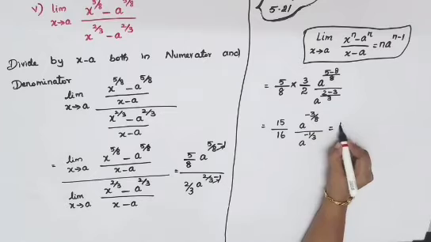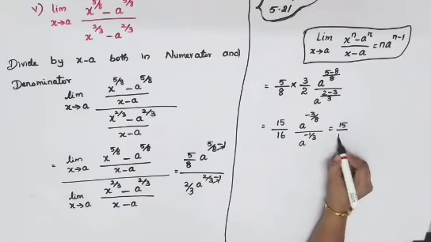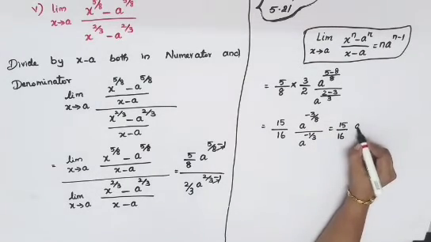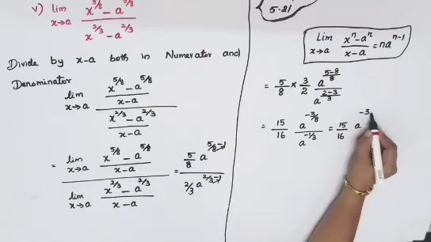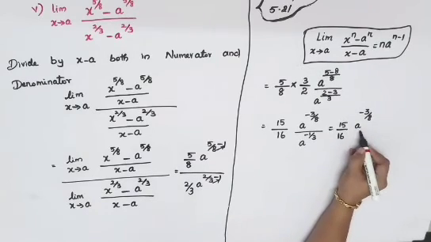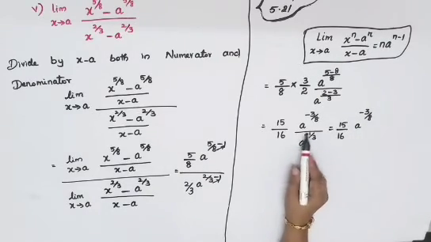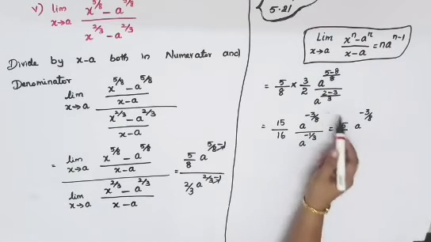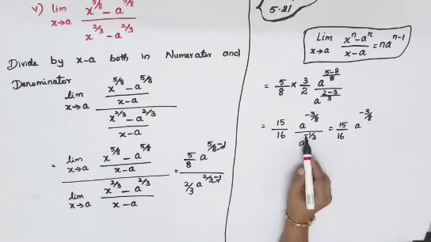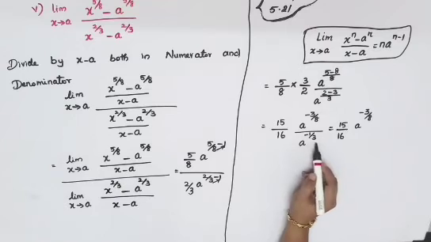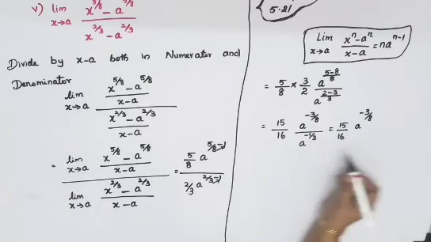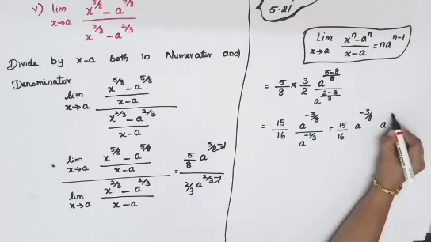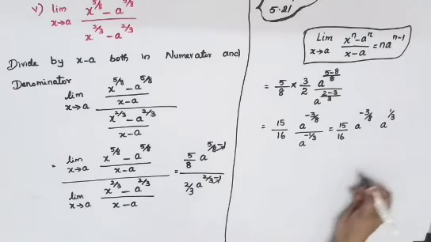So which is equal to 15/16 as it is. This a power minus 3/8 is there as it is in the numerator. What I am going to do is take this denominator part to the numerator. So that is minus 1/3 in the power. If you take it to the numerator, it will become a power 1/3, so a power minus 3/8 plus 1/3.